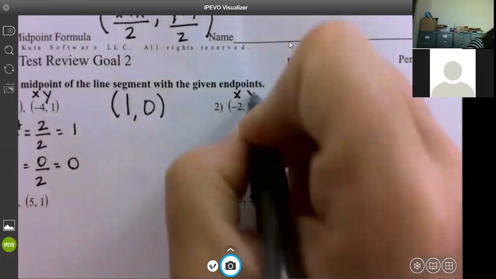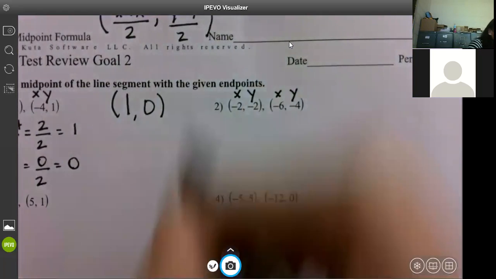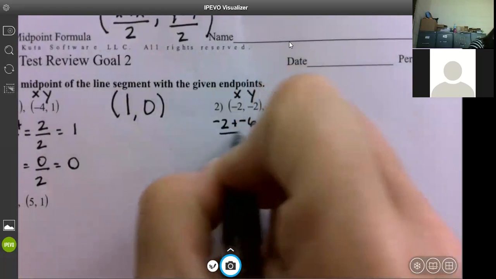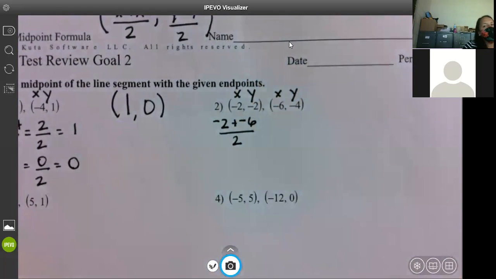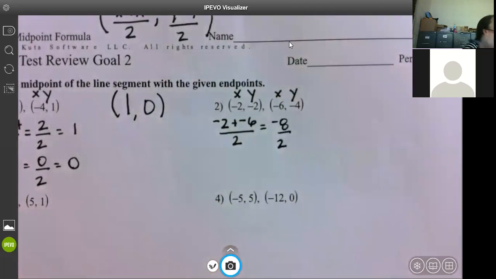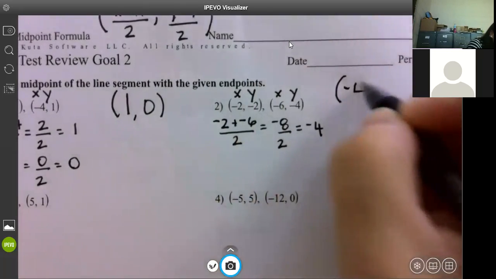Here's your x and y. Your 2 x's are -2 plus -6 divided by 2. What is -2 plus -6? And if you guys have to use a calculator, use it. Nobody's going to know, okay? -8 divided by 2 is? Check and make sure all of your x's are -4.